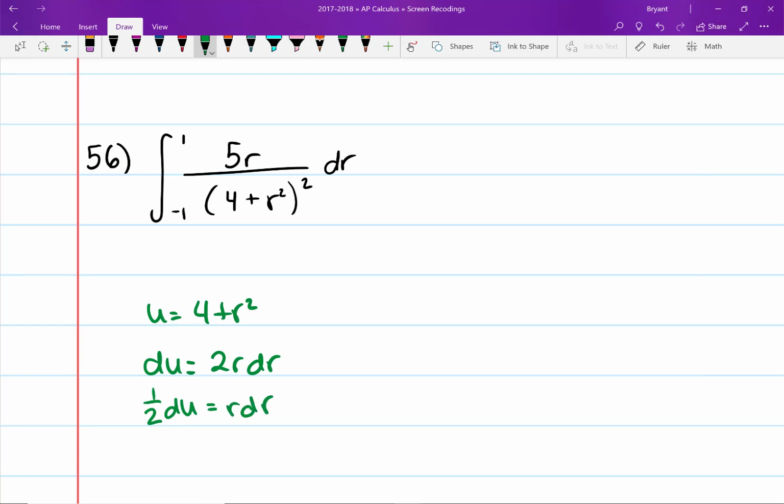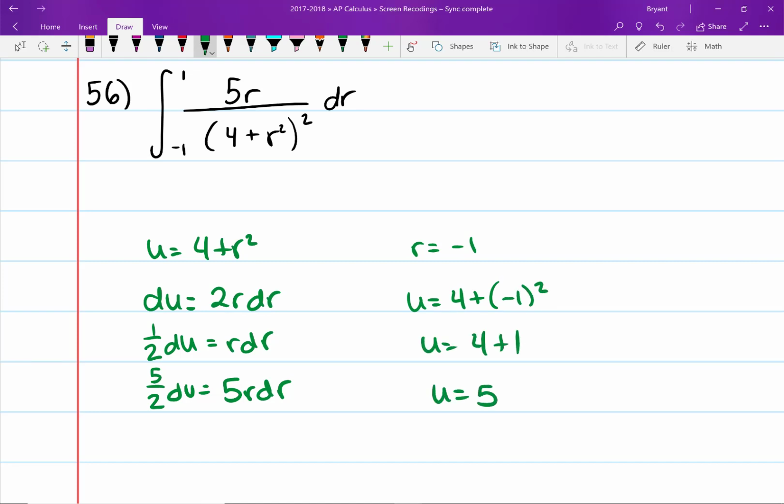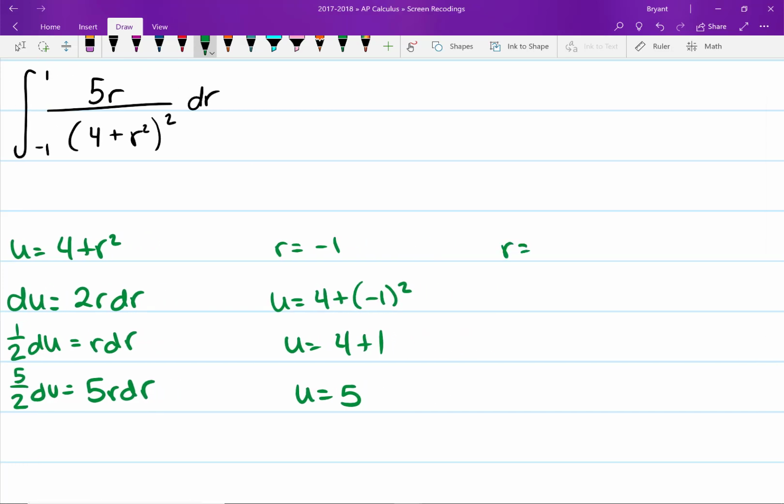Now I wish there was a 5, so I want to multiply both sides by 5, and I'm going to get 5/2 du equals 5r dr. And then I have to change my limits. So if r is equal to -1, then u is equal to 4 plus -1 squared. So u is equal to 4 plus 1, so u is equal to 5. If r is equal to 1, you get u is equal to 4 plus 1 squared, so u is also equal to 5.